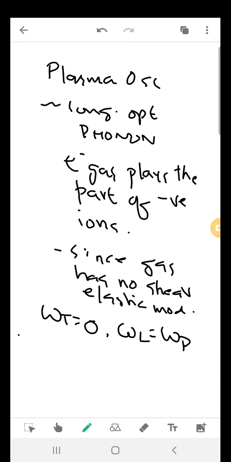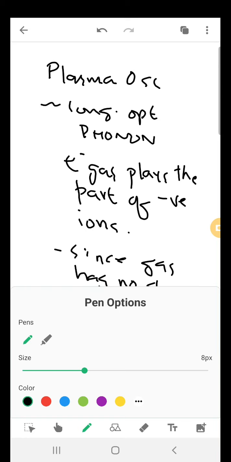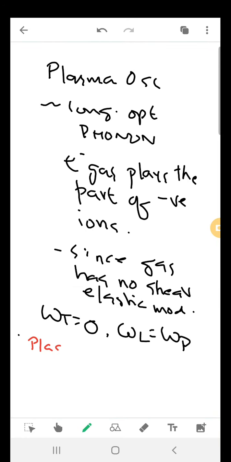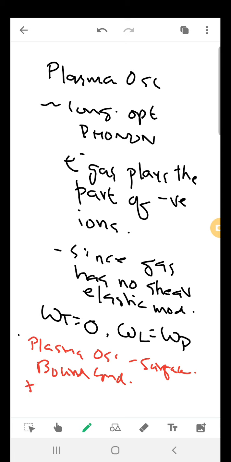Now, if these plasma oscillations are confined to the surface subject to boundary conditions, then the tangential component of the electric field, ET, will be continuous across the boundary. So ET1 and ET2, if there is a boundary, will be continuous across the boundary. So there might be a slight modification factor according to the constant.